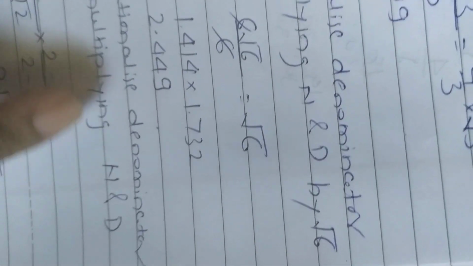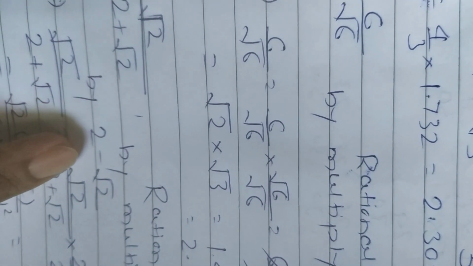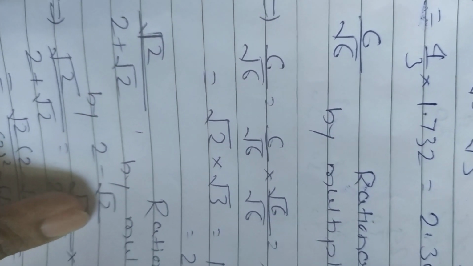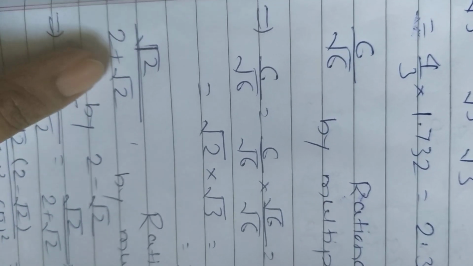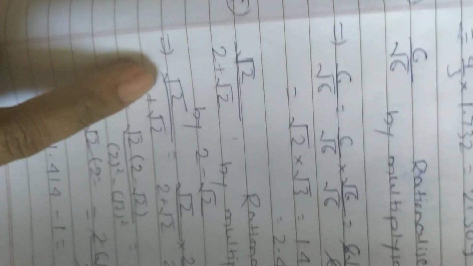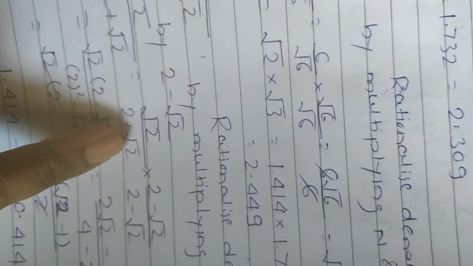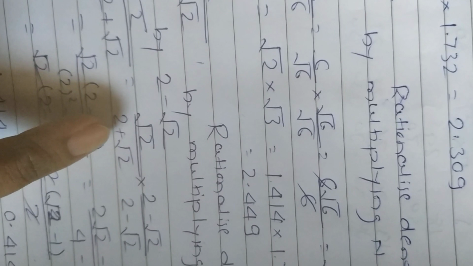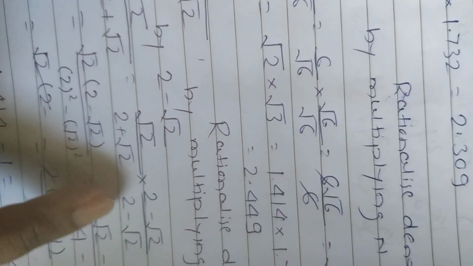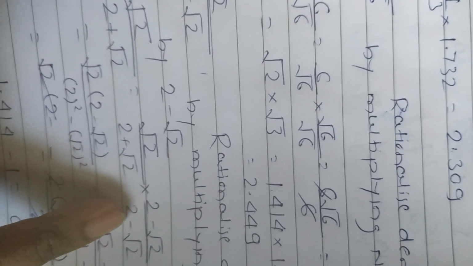Rationalize the denominator by multiplying numerator and denominator by 2 minus root 2. As I said, the rationalizing factor of 2 plus root 2 is 2 minus root 2. So root 2 upon 2 plus root 2 can be written with the rationalizing factor 2 minus root 2 upon 2 minus root 2. We have to multiply and divide by the rationalizing factor.